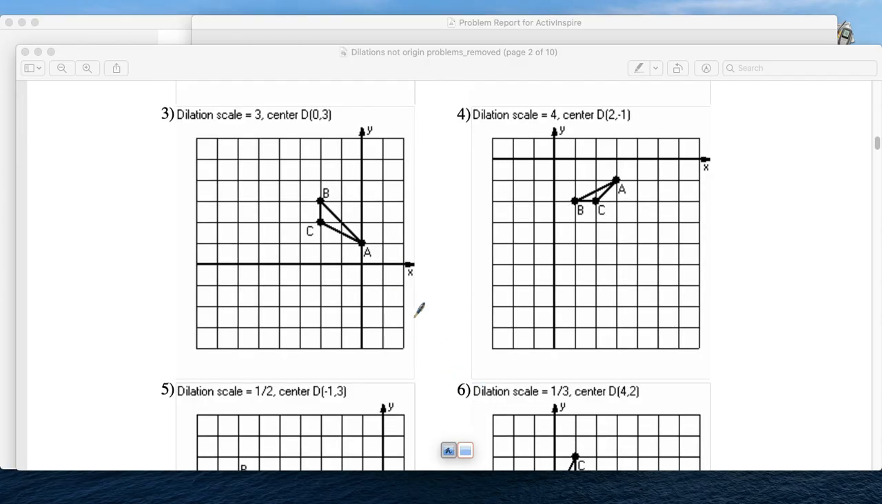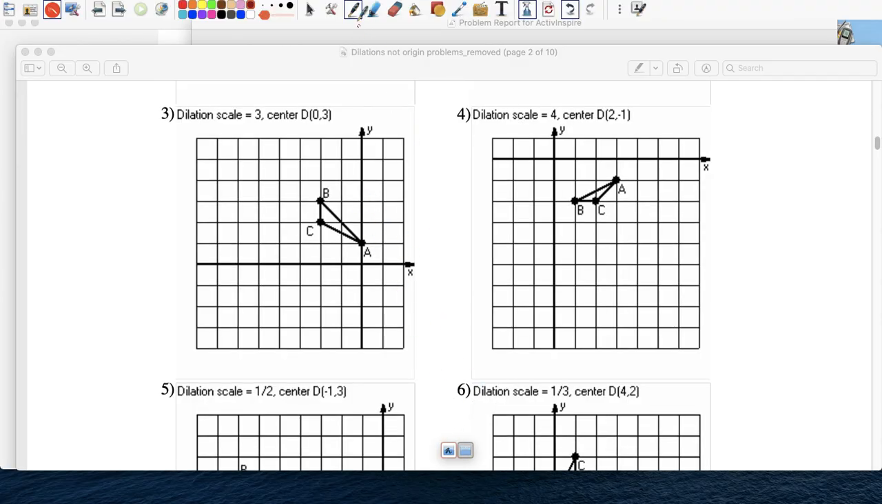Dilation, scale factor 3, so that triangle is going to be 3 times as big. Where's the center of dilation? Center of dilation is here, 0 and 3. Everything is going to be based on the distance the point is away from the center of dilation. So from the center, let's do A. If you go from the center, you go 1, 2, 3. That's 3 units. So multiply 3 times 3, we get 9.